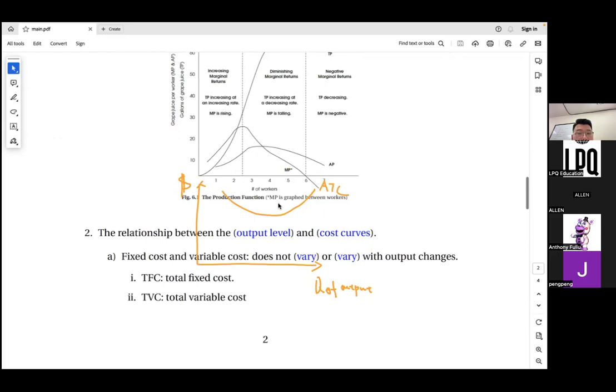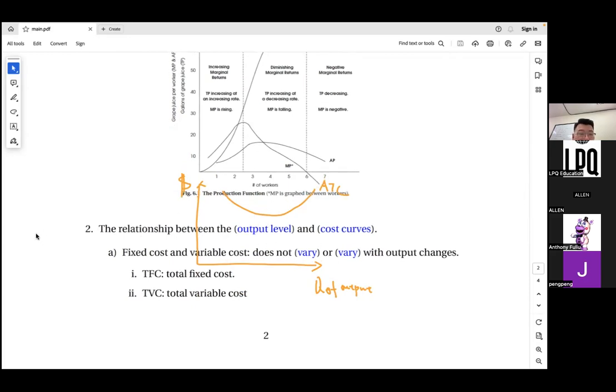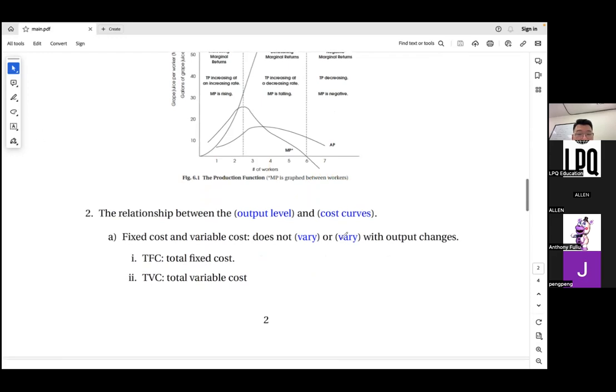So the next step: how can I translate from the first graph to the second graph? How do I go from the upper half graph to this final graph we want? How can we find the relationship between output level and the so-called cost curves?